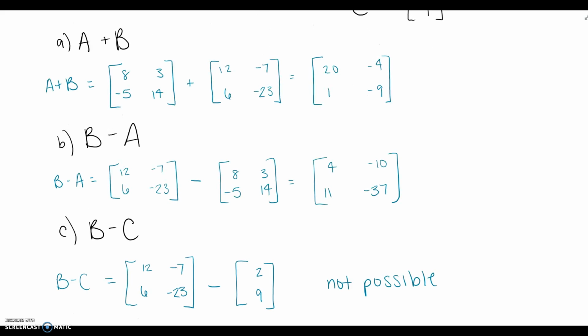Alright, so for the first one, A plus B, hopefully you showed your work. So that's just going to be literally showing matrix A plus matrix B. But then you can just add them together. So 8 plus 12, 20, 3 plus negative 7, negative 4, negative 5 plus 6, 1, 14 minus 23, negative 9. For matrix B minus A, you end up with a 2 by 2 matrix, 4, negative 10, 11, negative 37. And then for B minus C, this is not possible because we have a 2 by 2 matrix and a 2 by 1 matrix.